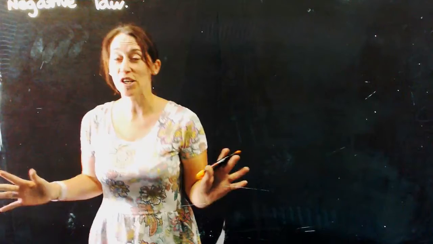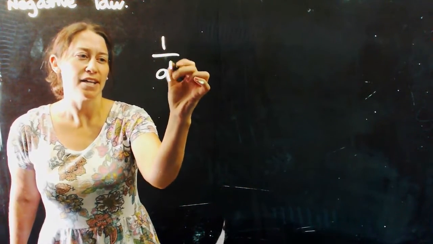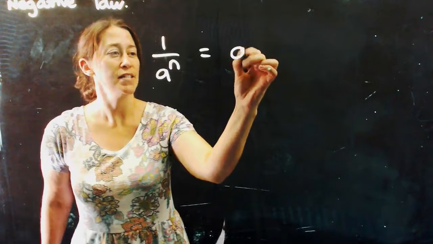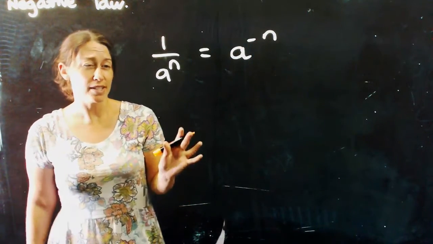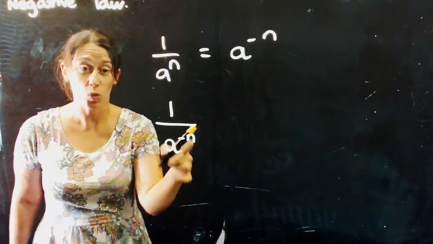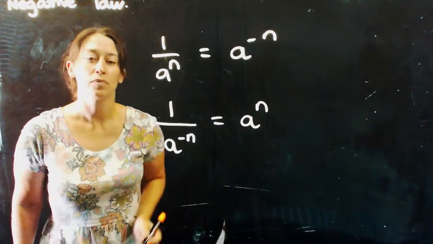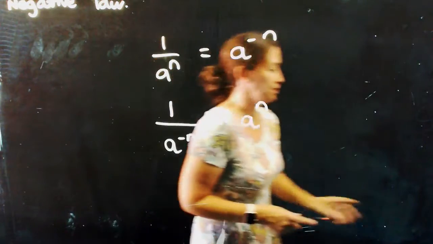In this video, I'm going to talk to you about the negative law of indices. So let's write the general rule down first of the negative law. 1 over a to the n is the same as a to the negative n. Now we can look at this a different way. We can say that 1 over a to the negative n, so if there's already a negative power on the bottom, that's just the same as a to the n. So there's your general form.